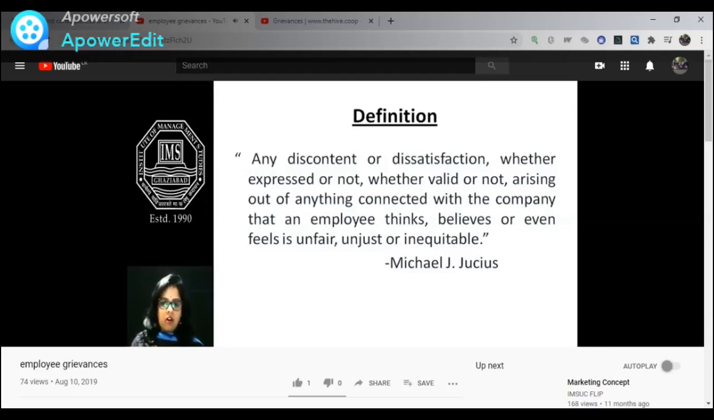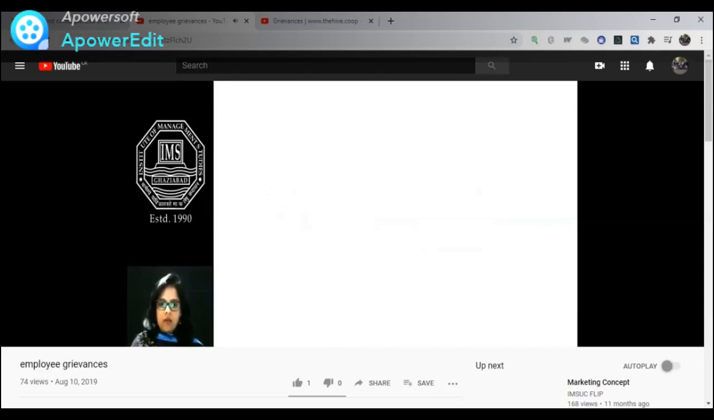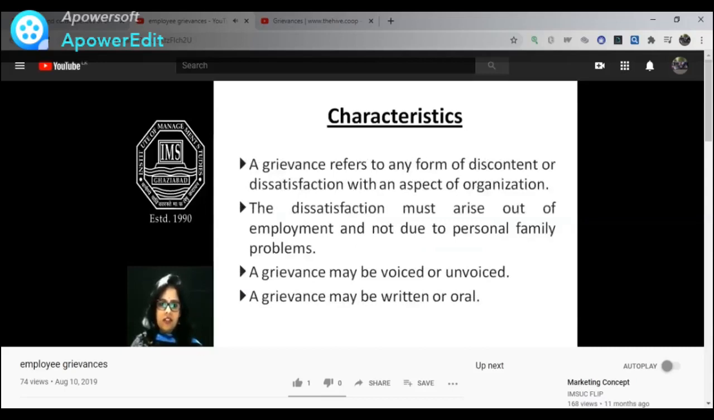Let me give you more clarity with the help of the characteristics of grievances. A grievance refers to any form of discontentment or dissatisfaction, as I have already explained in the definition, but it must be related to any aspect of the organization. Then only will it be considered a grievance, otherwise no. The dissatisfaction must arise due to the employment, not due to your personal family problem.